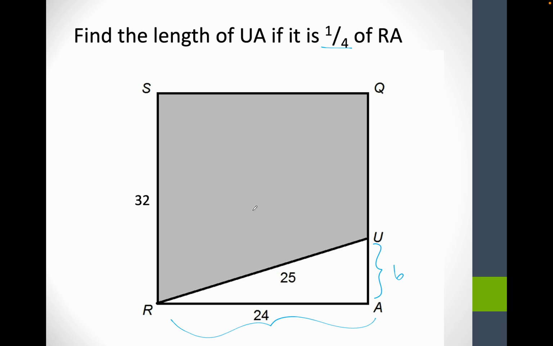Sometimes our shaded region is a shape that we can simply find the area of. If I do the rectangle, I would do 32 times 24, which is 768. And then if I find the area of this triangle, I now know that my base is 24 and my height is 6, and that would give me 72. And then if I subtract those two, 768 minus 72, I would get a total area of 696 for this shaded region.